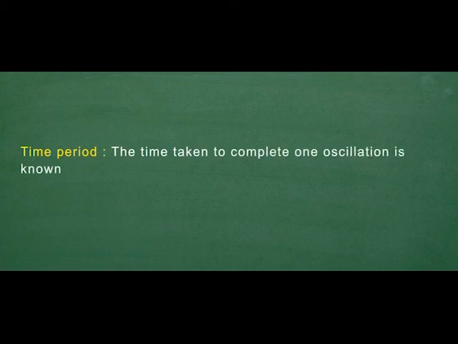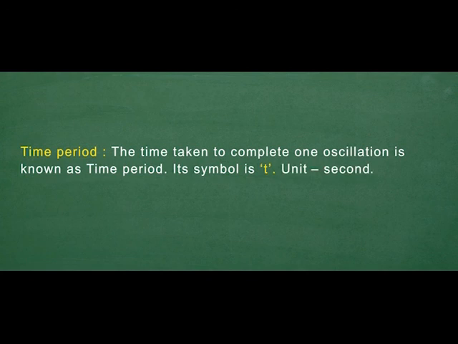The fourth one is time period. What do you mean by time period? The time taken to complete one oscillation or one repetitive motion is what is referred to as time period. The symbol we use here is T.